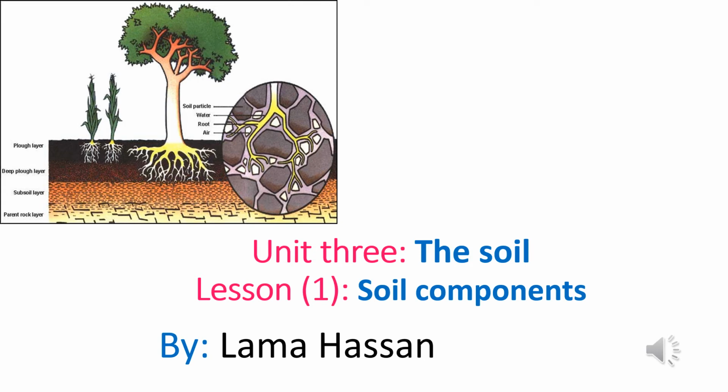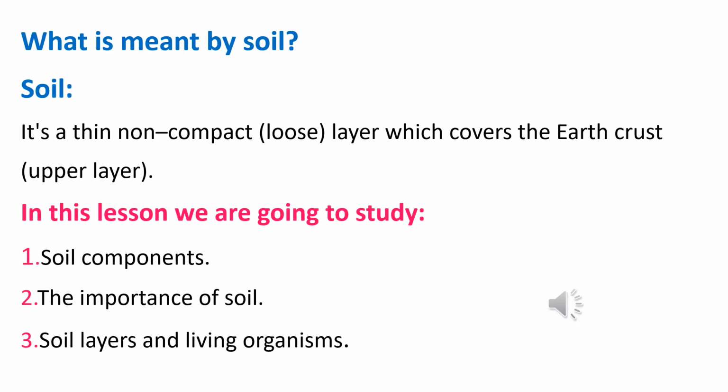Today we will take Unit 3, the soil. Lesson 1, soil components. What is meant by soil? Soil is a thin, non-compact or loose layer which covers the earth crust, the upper layer of the earth. In this lesson, we are going to study soil components, the importance of soil, soil layers, and living organisms.